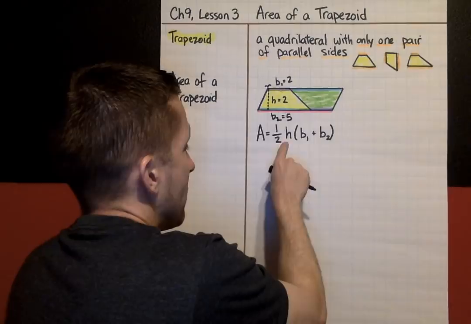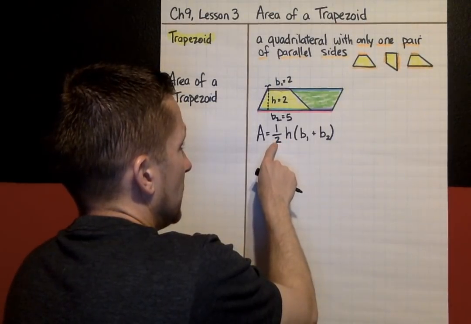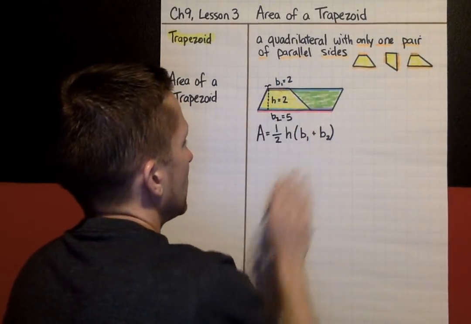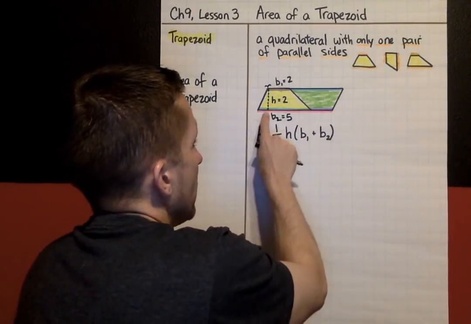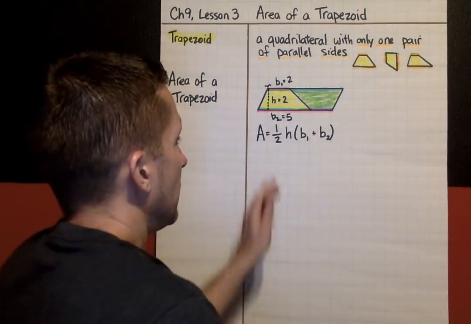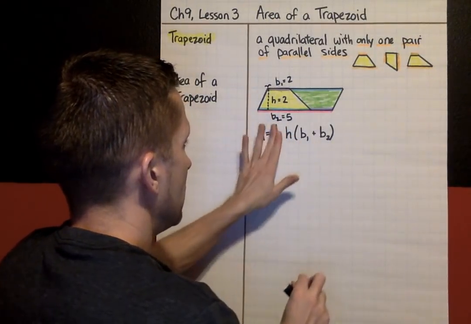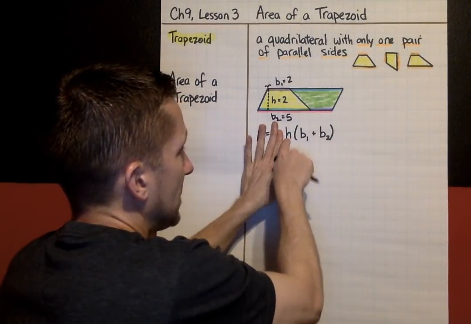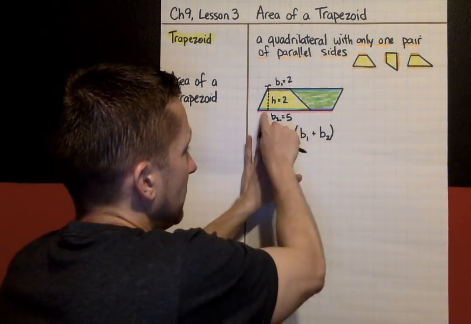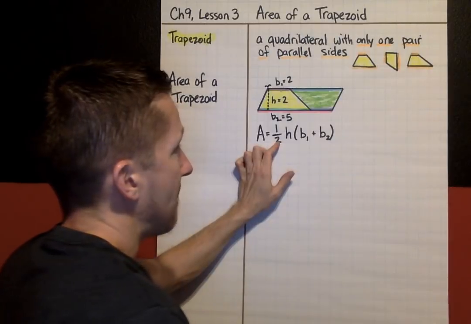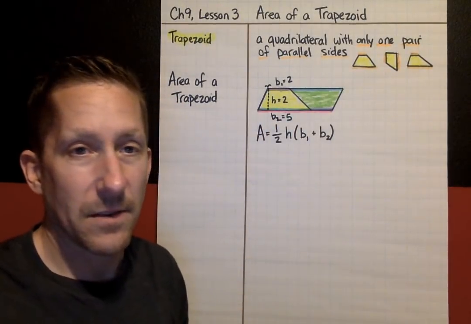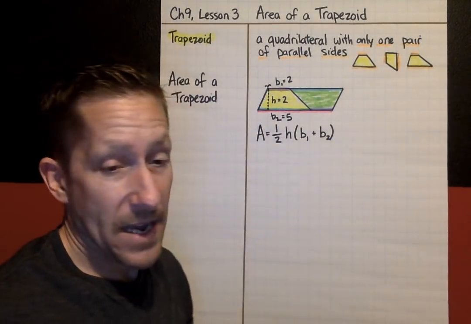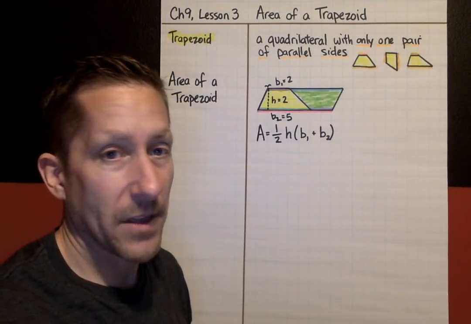So area of a parallelogram is right here. Area of a trapezoid. I'm confusing myself. Area of a trapezoid is this formula. It is really the area of a parallelogram, because that's the height, and this is the base, the pink line, and then I want half of that, because I only want the yellow. So this is one way that you will see the formula for area of a trapezoid.